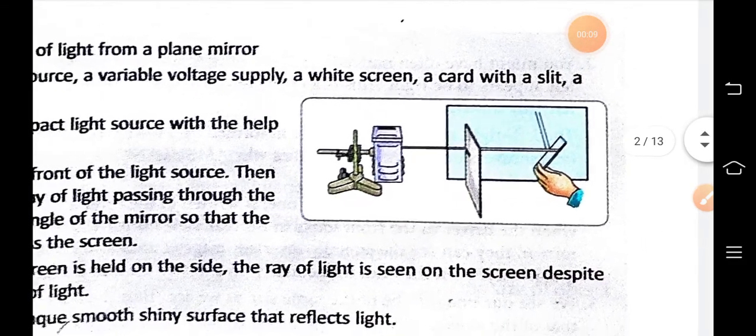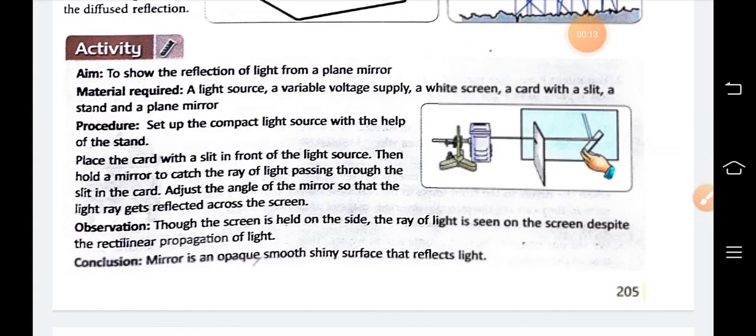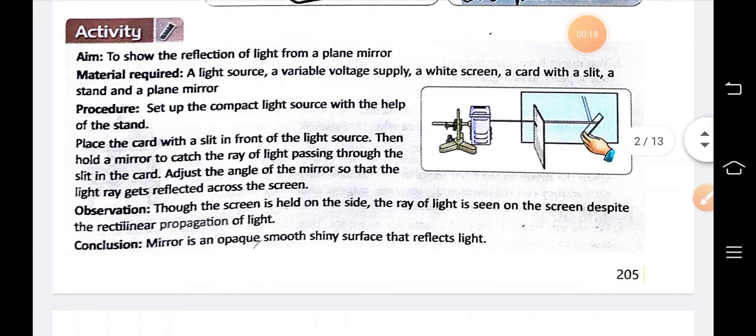The reflection of light I had explained to you yesterday. Now, one activity based on it is here to show the reflection of light from a plane mirror. Here, the materials required are a light source, a variable voltage supply, a white screen, a card with a slit, a stand, and a plane mirror.